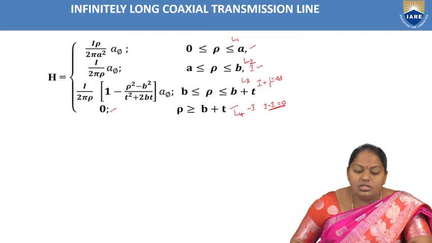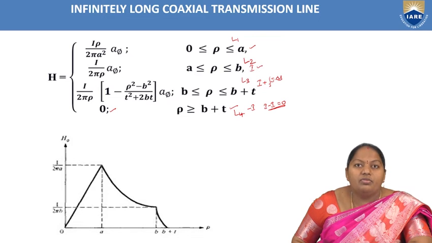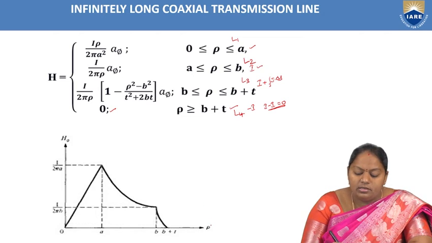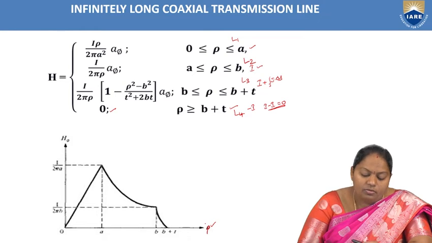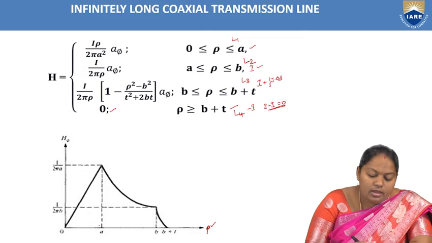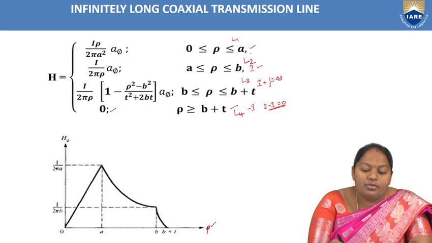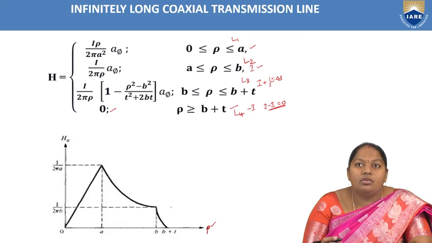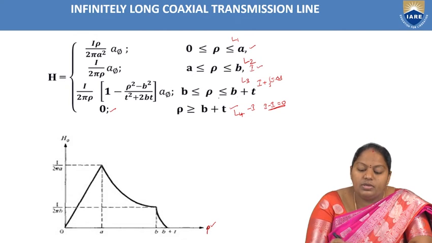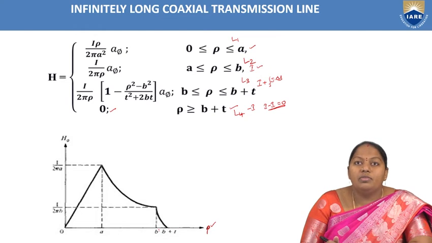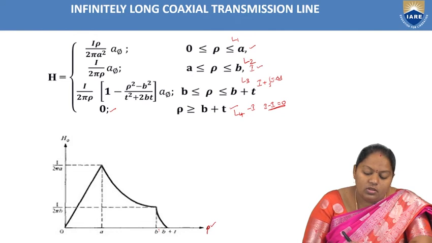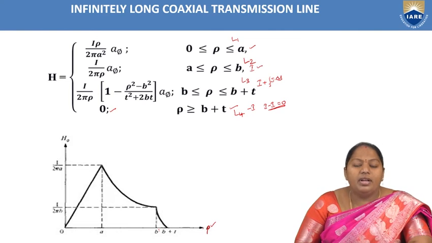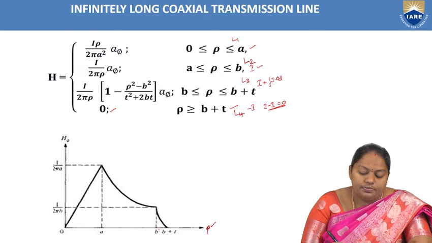Now for all these conditions, if you draw a plot between magnetic field intensity versus the radius rho, the plot will be like this. The first region we have considered is 0 to a, that is 0 less than or equal to rho less than or equal to a. The second region is a to b, a less than or equal to rho less than or equal to b. The third region is b to b plus t, and the last case is rho greater than or equal to b plus t.